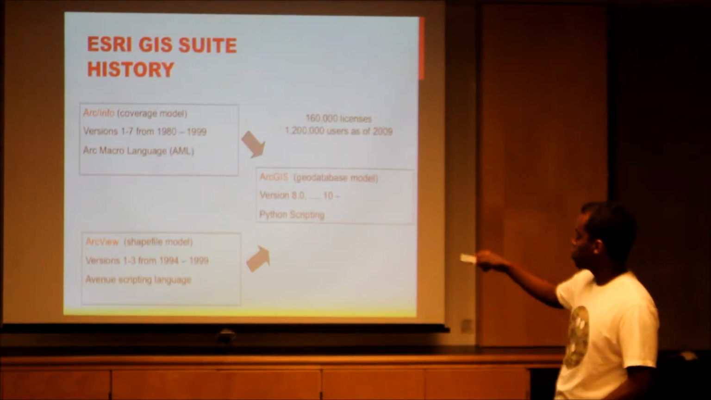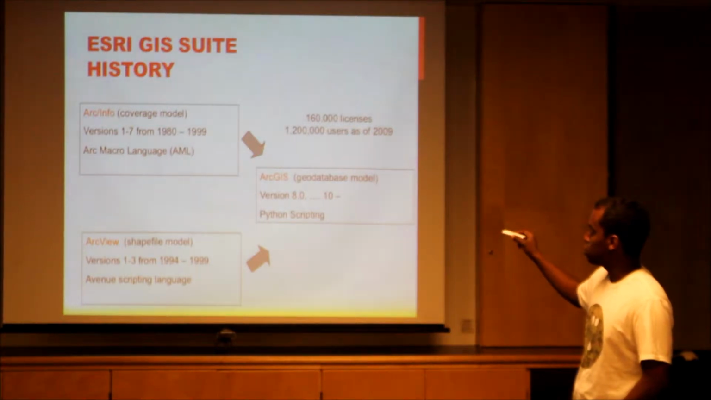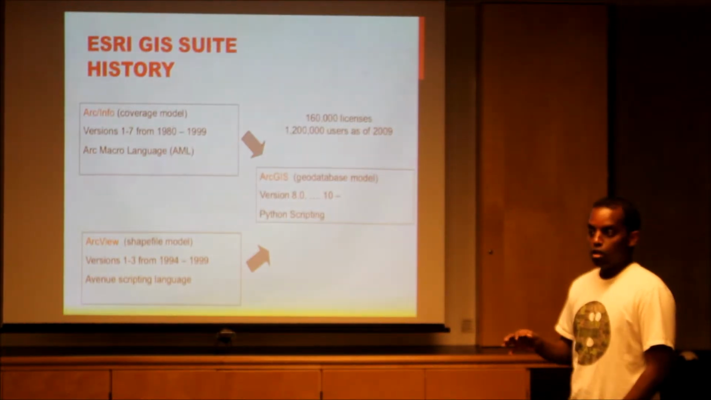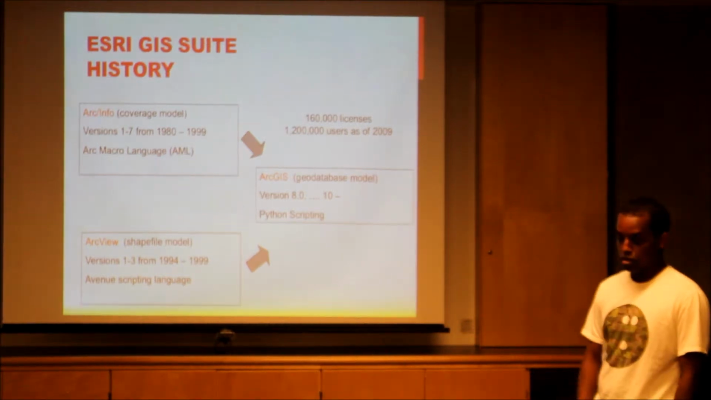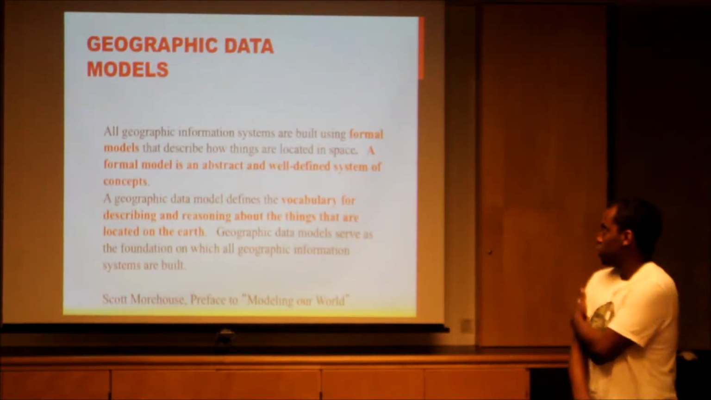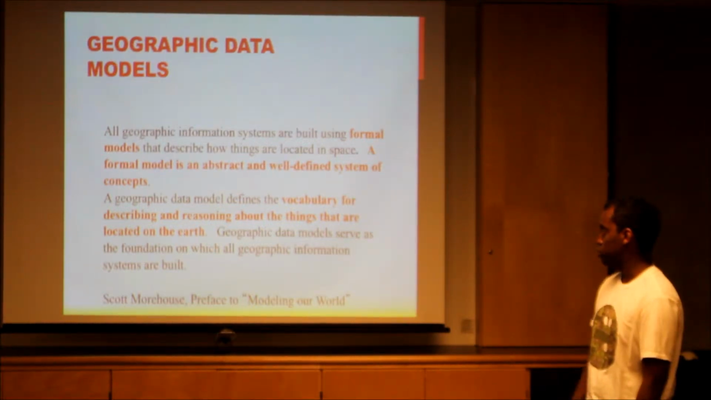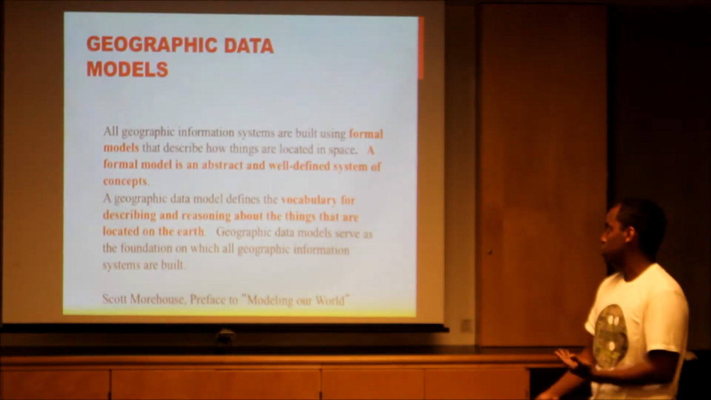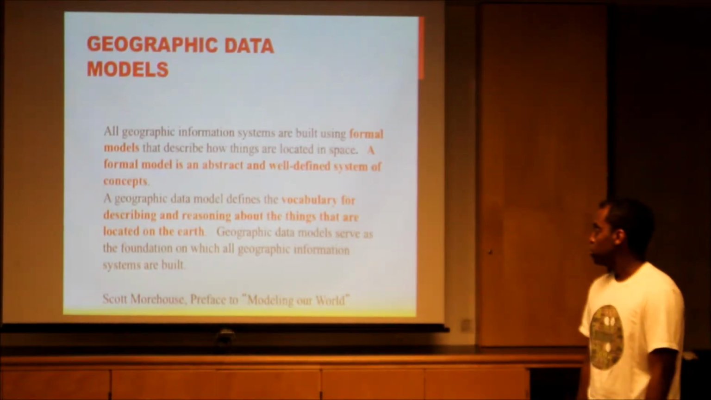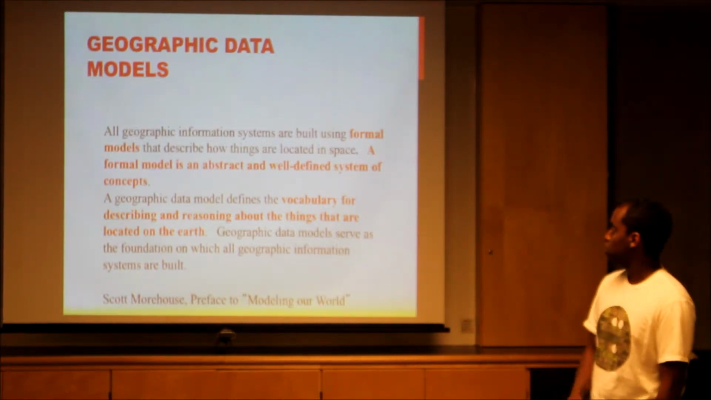So you'll notice that beside each one I have the models for each, and these are geographic models. They each used a different way of representing data. So I'll talk a little more about that next. What is a geographic data model? There's a huge, long description that I found by Scott Morehouse, but essentially it's just a way of describing and reasoning about things that are located on the Earth. Each of them uses a different method of reasoning, which I'll talk about next.